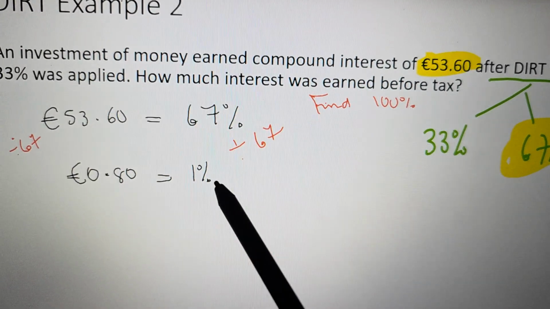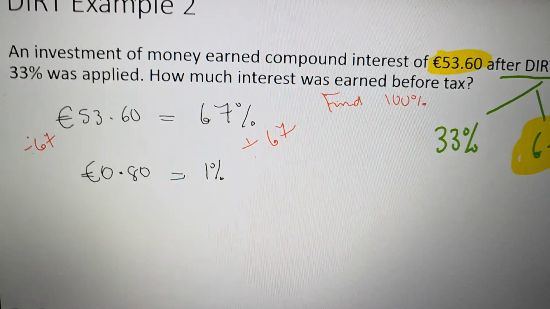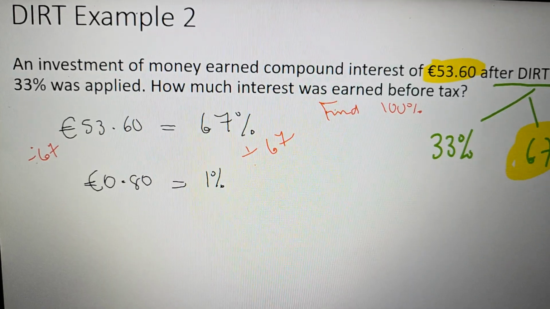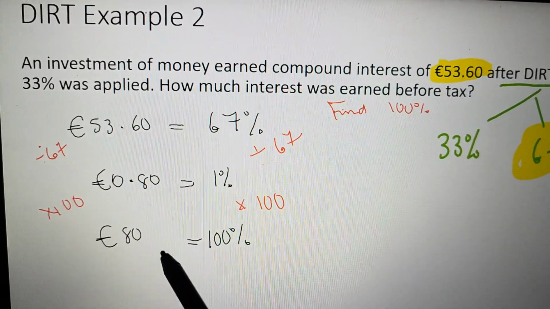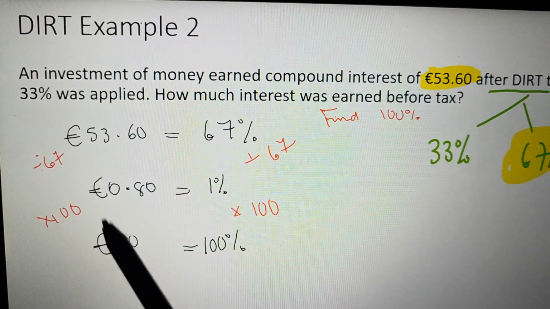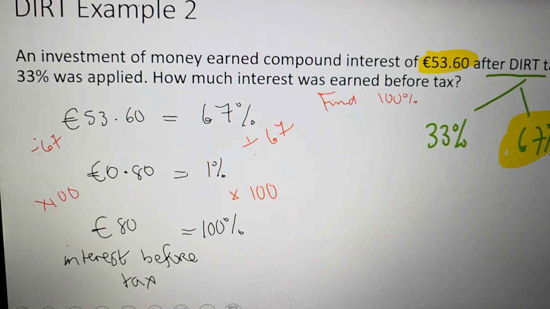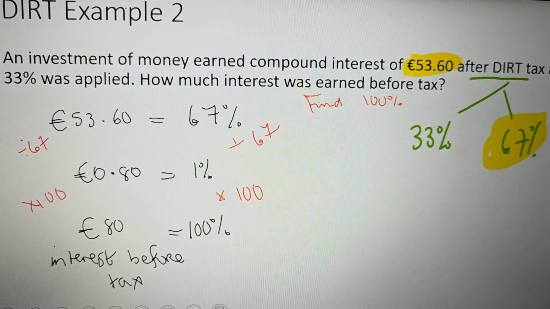So therefore 1% will equal 80 cents. And now I want to get what 100% is. So multiply both sides by 100 afterwards and you'll get 100%. So the full 100%, €80, that would have been the interest that you earned before any tax was deducted from it. I can check if that's correct.